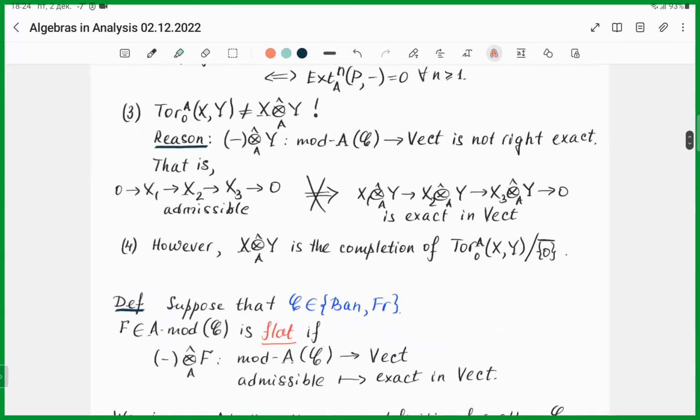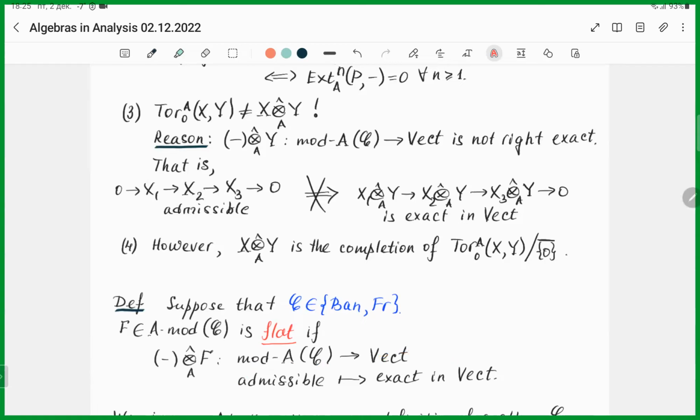Now to define flat modules, first of all, I give the classical definition. Let's suppose that C, our base category of locally convex spaces, is either the category of Banach spaces or, more generally, the category of Fréchet spaces. We say that a left A module F is flat if the tensor product by F, which acts from the category of right A modules to the category of vector spaces, is exact in the sense that it takes admissible sequences of right topological A modules to exact sequences of vector spaces.